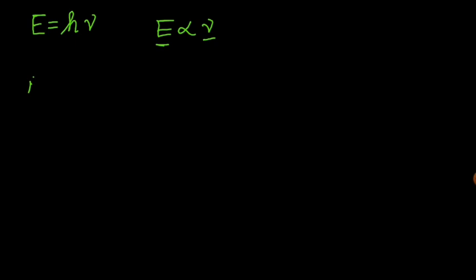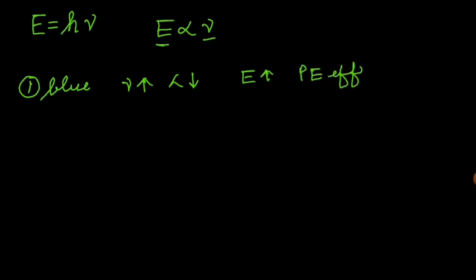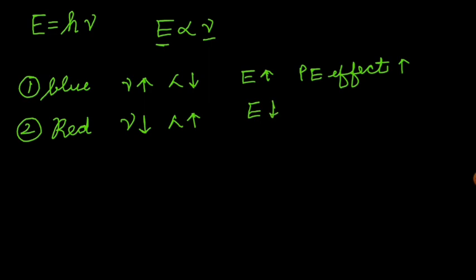For example, in the first case, when I take blue light, the blue light has greater frequency and less wavelength. So we can say that if the frequency is greater, then the energy will also be greater and the photoelectric effect will be enhanced. So here the photoelectric effect is more. In the second case, when we take red light, it has less frequency but more wavelength. Since the frequency is less, the energy will also be less, and that's why the photoelectric effect is observed less.